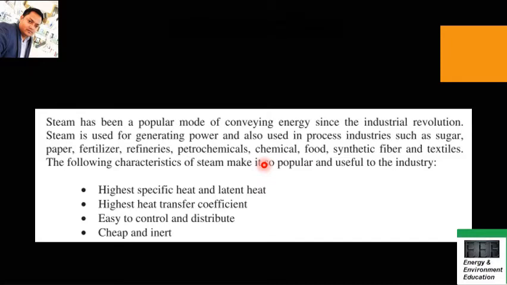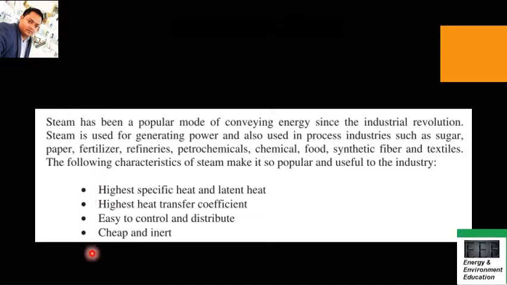Why does it make steam so popular and useful in the industries? Basically, these are the four characteristics of steam, and why it is so popular and useful in industries. So the steam has the highest specific heat and latent heat. This is the first characteristic. The second characteristic is the highest heat transfer coefficient, easy to control and distribute, and cheap and inert.